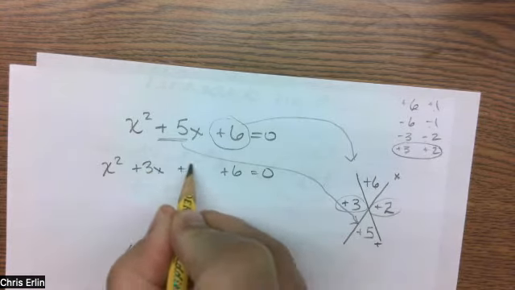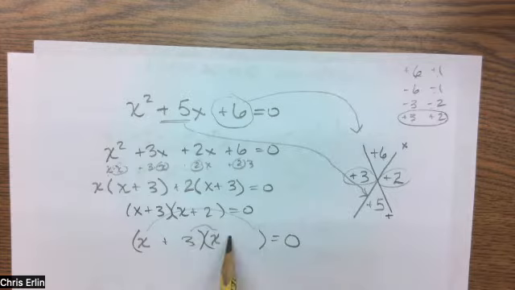I'm going to pull that out, and what's left then is x plus 2. And that's what I was looking for here. So I was trying to get it into this format, which I've done. I've now got x plus 3 and x plus 2 equals 0.